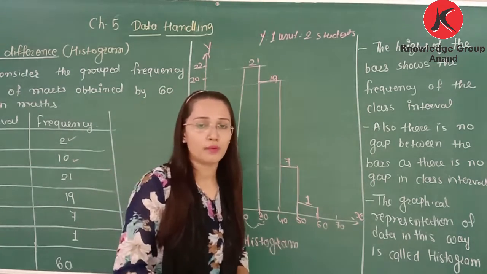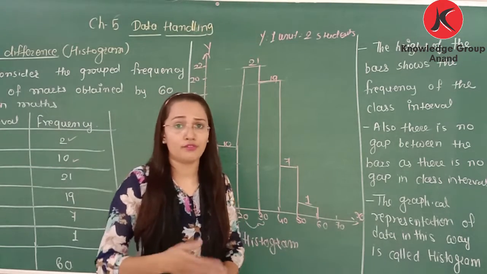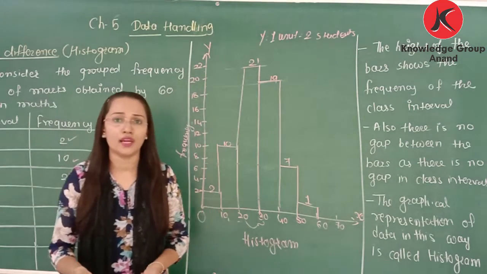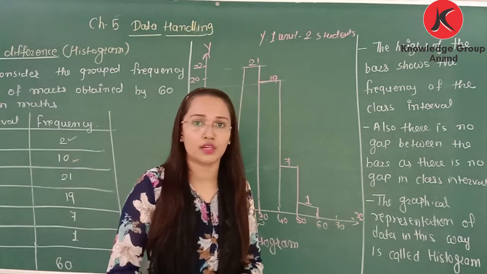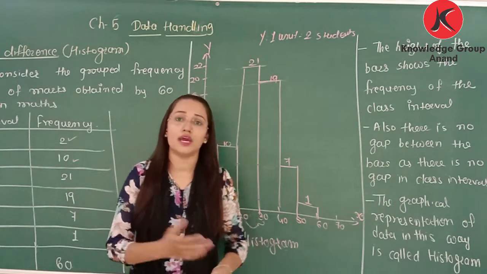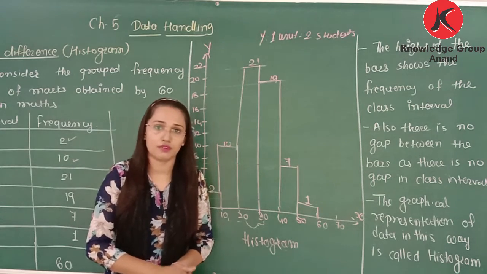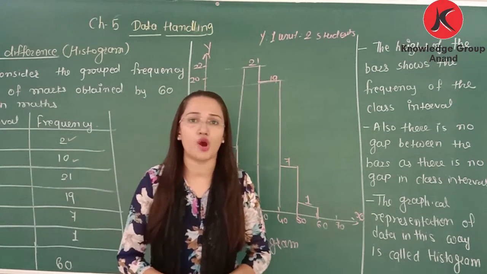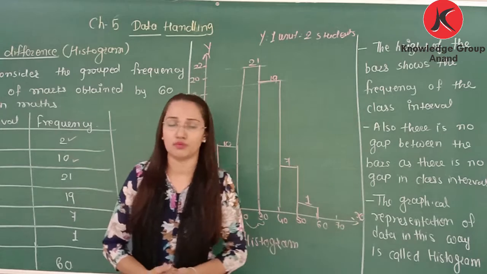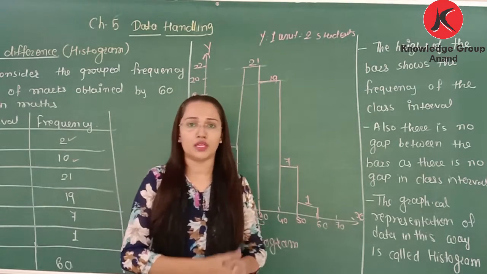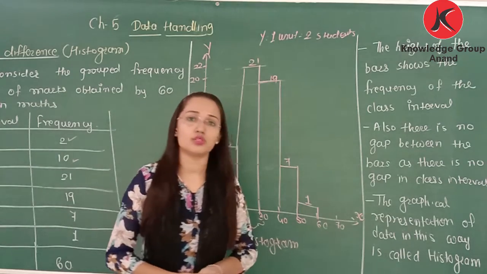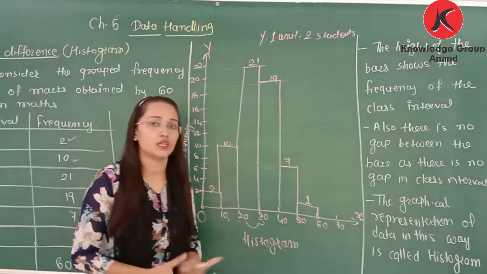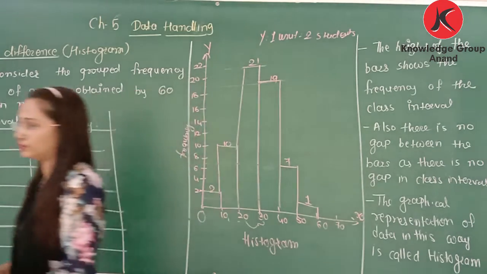So what you need to remember: we represent a bar graph when information about, like, subject and marks is given, the name of the student and the particular performance. But if it is about a grouped frequency distribution, whenever we are making groups of data, then it will be better to use a histogram to represent it graphically.